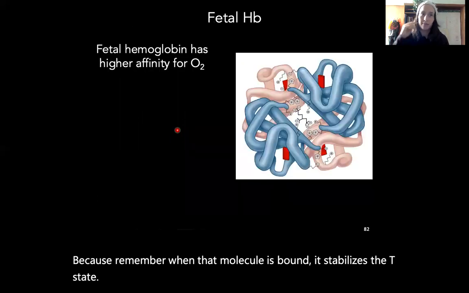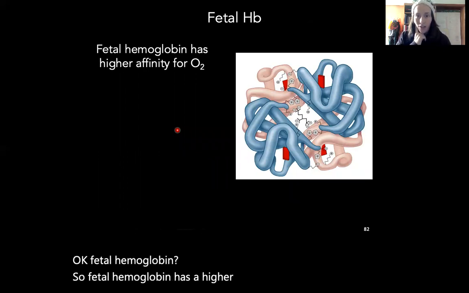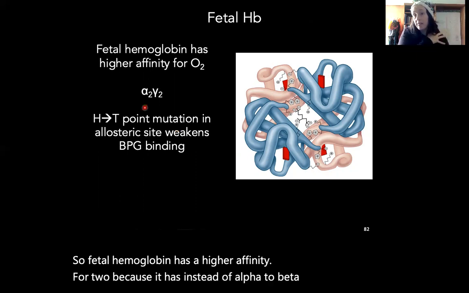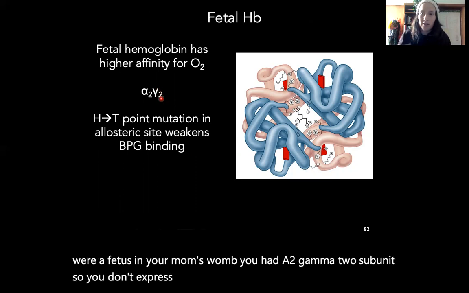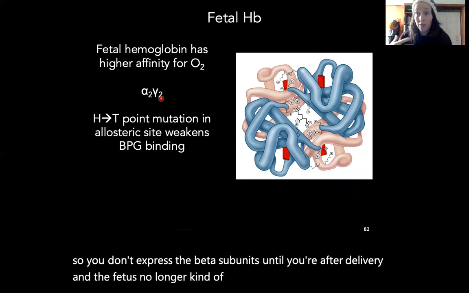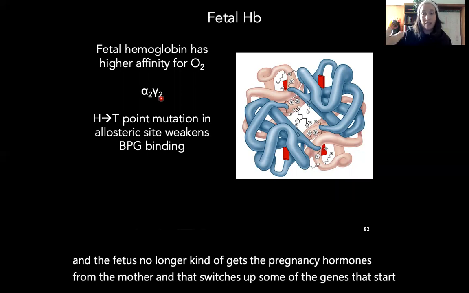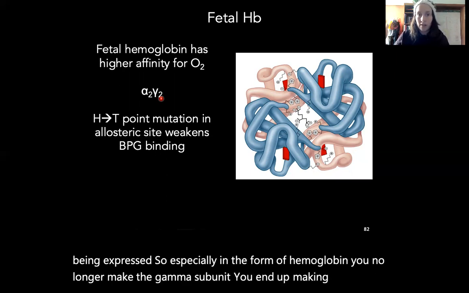Okay, fetal hemoglobin. Fetal hemoglobin has a higher affinity for O2 because instead of alpha 2 beta 2, when you were a fetus in your mom's womb, you had alpha 2 gamma 2 subunits. You don't express the beta subunits until after delivery, when the fetus no longer gets the pregnancy hormones from the mother, and that switches some of the genes being expressed. So you no longer make the gamma subunit, you end up making the beta subunit, which is what all adults have.